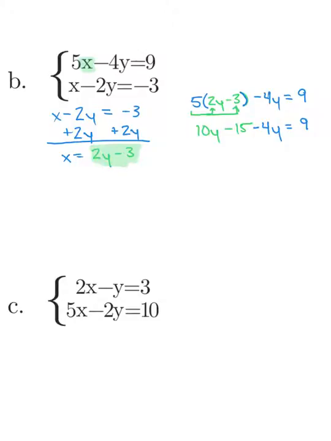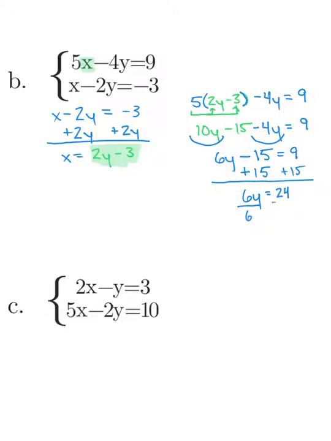We can go ahead and combine our like terms now. We get 10y minus 4y is 6y. Bring down the minus 15 equals 9. In order to solve for y, I want to start by moving my constants to the other side. So we get 6y equals 24. And then if we divide by 6, we get y equals 4. Okay, so we have found y.